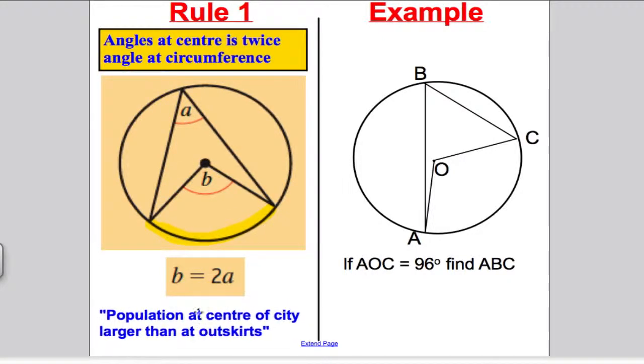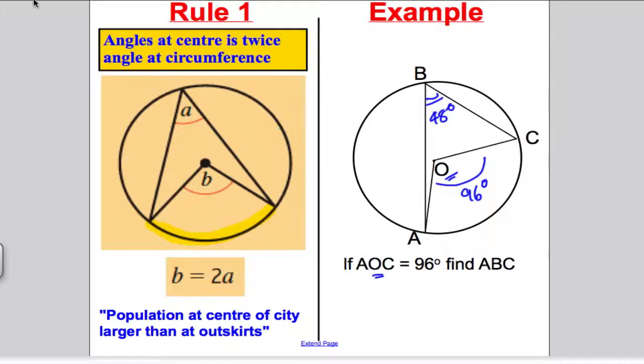If you're struggling remembering that, I sometimes think the population at the centre of a city is bigger than the outskirts of a city. So there's one way of remembering it. Let's just do a quick example here. Here's a typical question for us. It tells us that AOC, the angle at O here, is 96 degrees. It asks us ABC, A to B to C, that one. Well, we know angle at centre is twice the angle at the edge. So if this is 96, this must be 48.